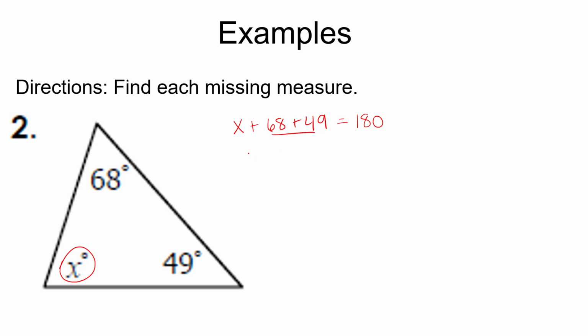I see I have these like terms here. So I'm going to add 68 plus 49, so that's 117. And then from there, I want to get x by itself. So I'm going to undo that plus 117 by subtracting 117 from both sides. And I'm left with x equals, and then 180 minus 117 would be 63. And it's 63 degrees because that is an angle measure. So that's our missing angle.